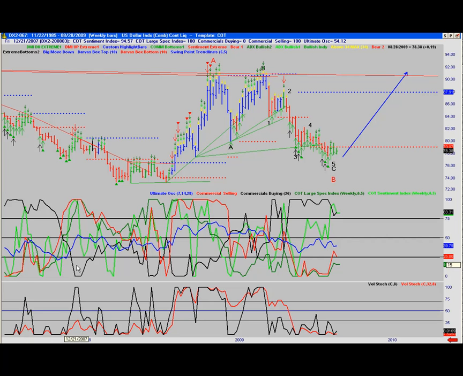Tonight we're going to talk about the dollar index, which we see here on a weekly basis. We're going to talk about two things: the Elliott wave count and the COT analysis, or Commitment of Traders Report analysis. First, we're going to look at the wave structure, and we see that the current move is finally ending.